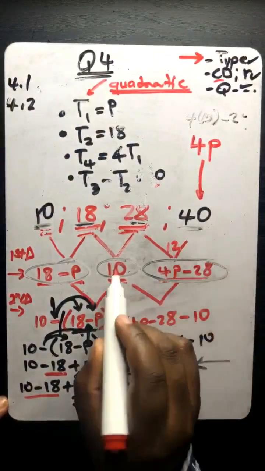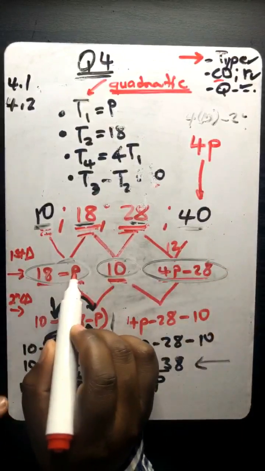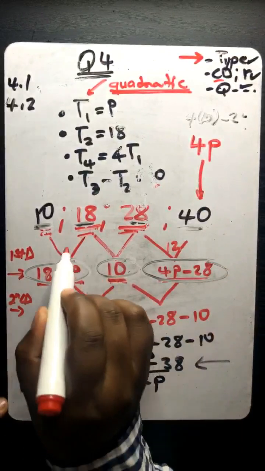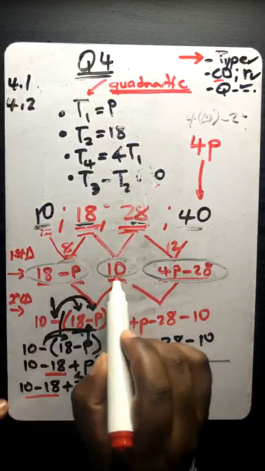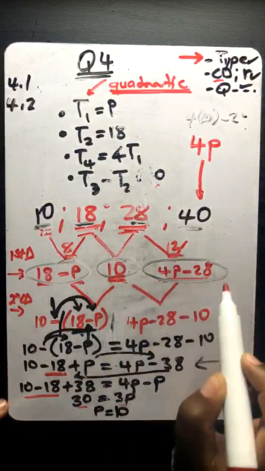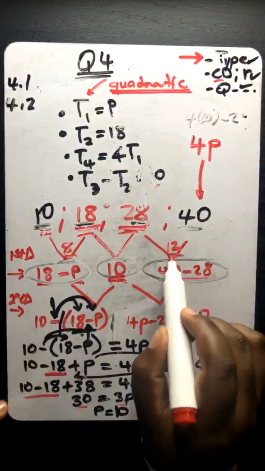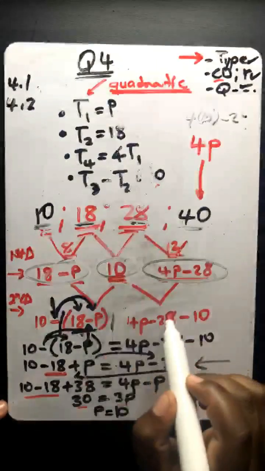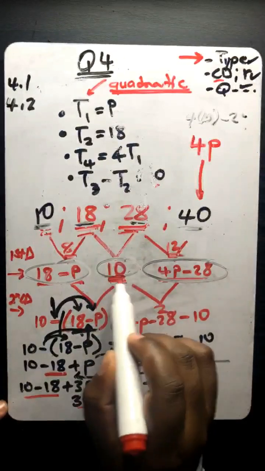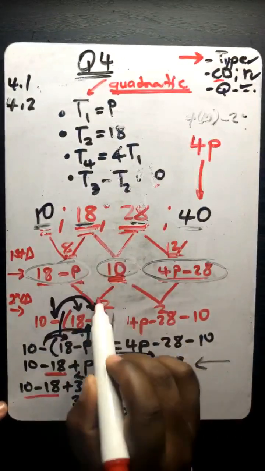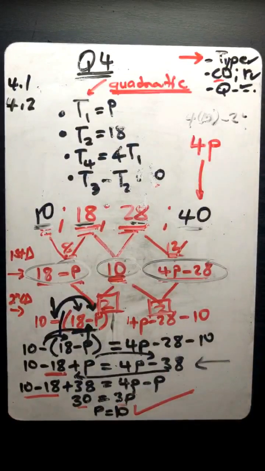And then here we know it's 10. What about here? It's 18 minus p, which is 18 minus 10. What is that as a number? It's 8. Can you see? So you are having 8, 10, 12. If you say 12 minus that, what does it give you? 2. If you say this minus that, it gives you 2. Can you see you are having a common difference? It actually confirms that this is correct.